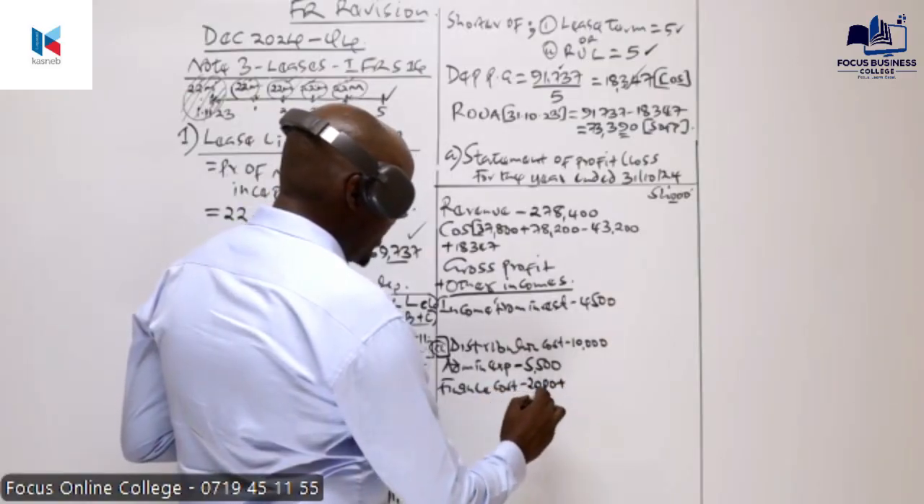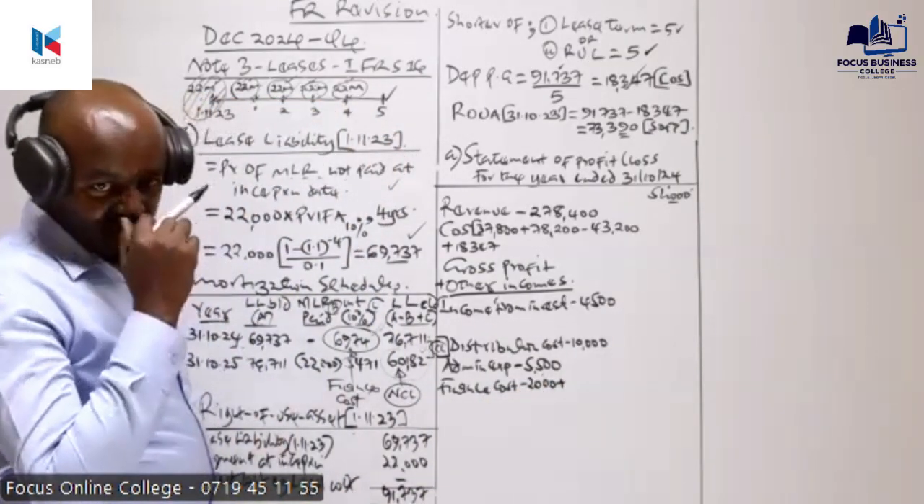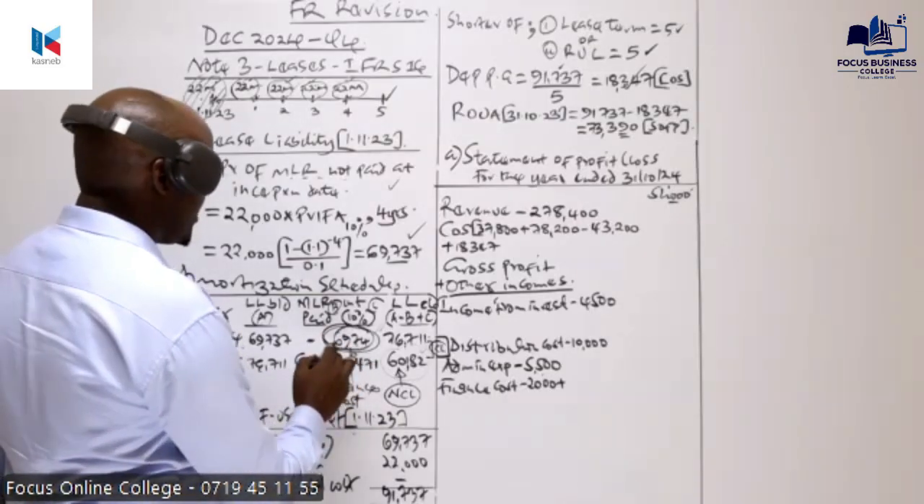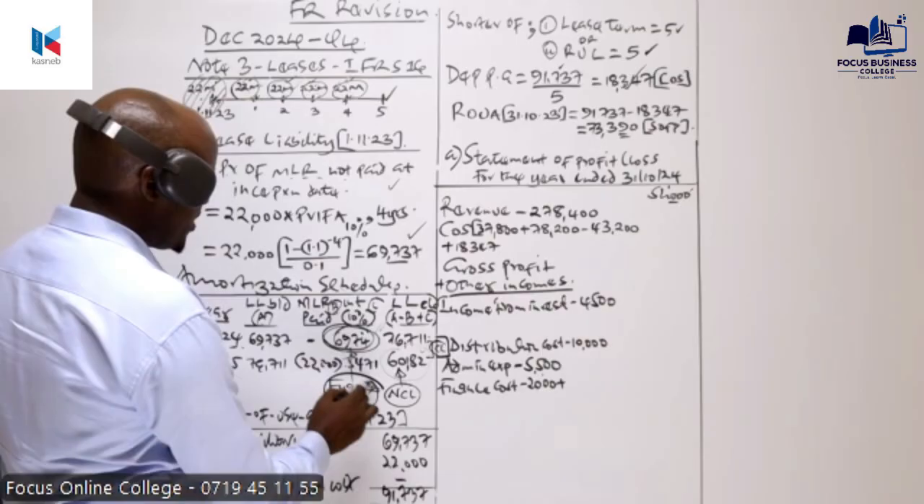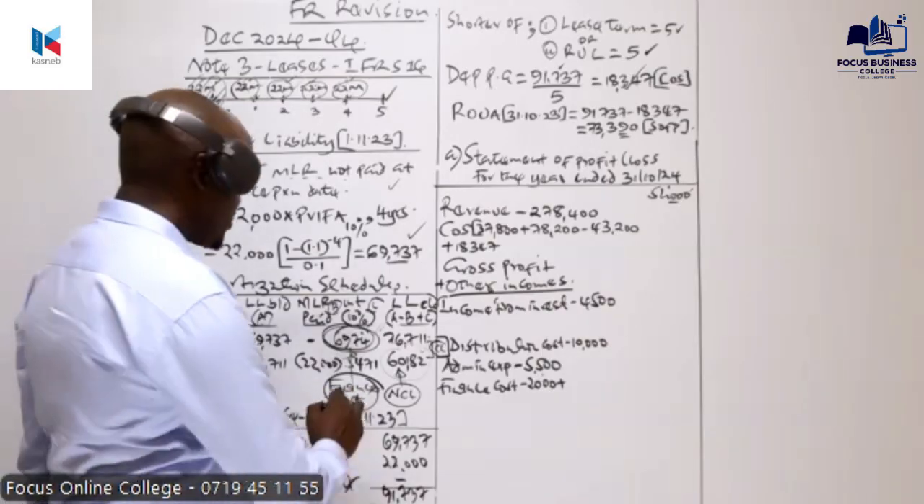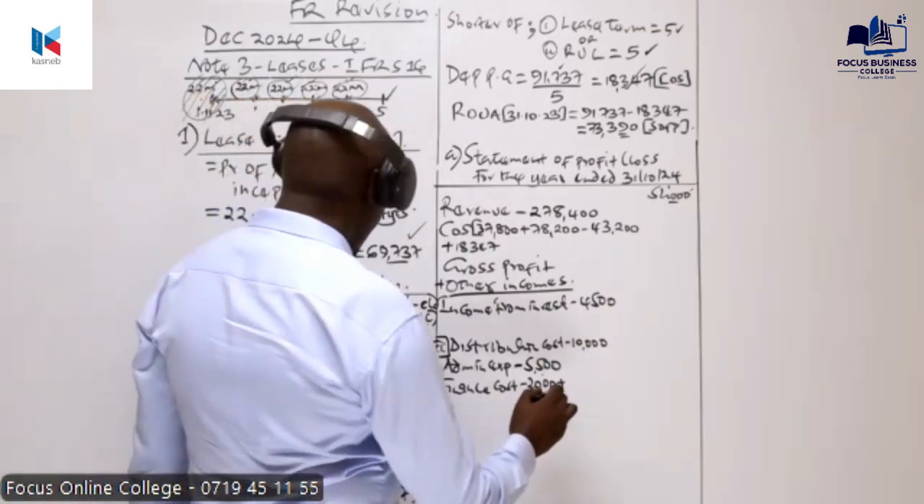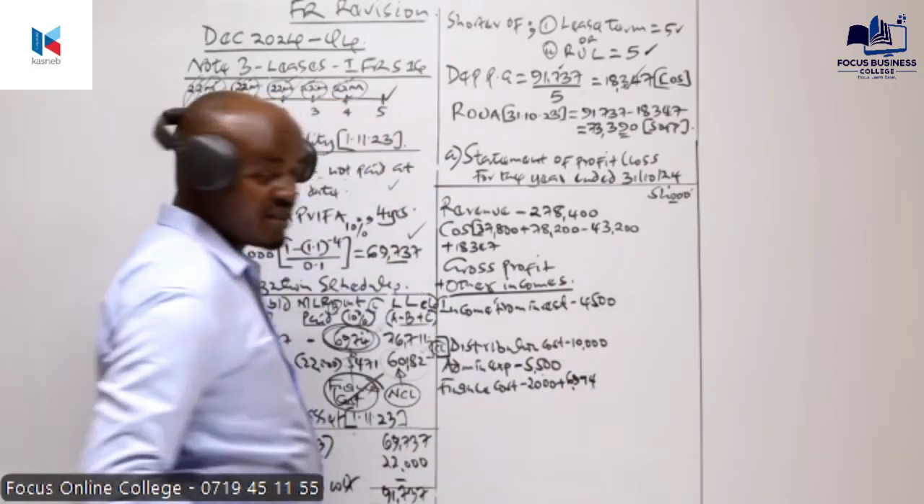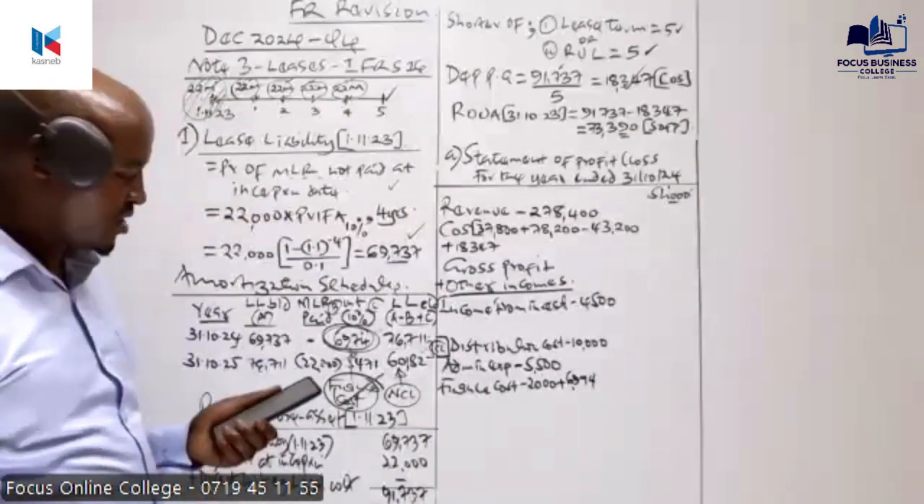2,000. But equally in this case, we have to recall that we have interest on leases. So this interest on leases for the current year, this one we have said is taken to the statement of profit or loss as part of the finance cost. So we add an amount of 69.74, the interest on leases.